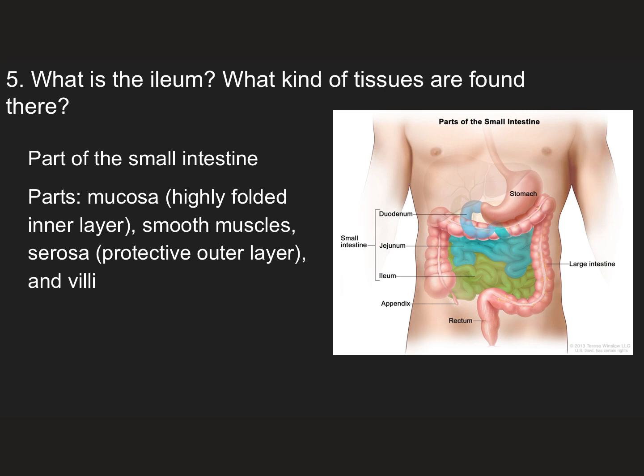The tissues in the small intestine include something called a mucosa, which is a highly folded inner layer. Think like mucus, right? Then you've got smooth muscles. You've got serosa, which is a protective outer layer. And you do have villi in the small intestine because that's what helps absorb nutrients.